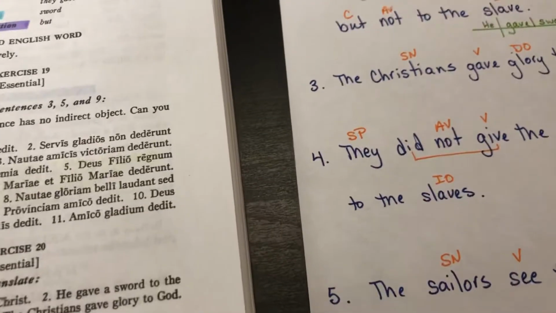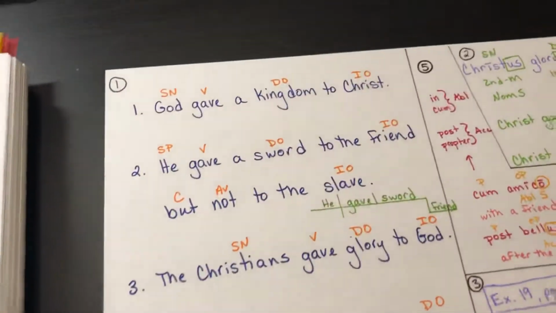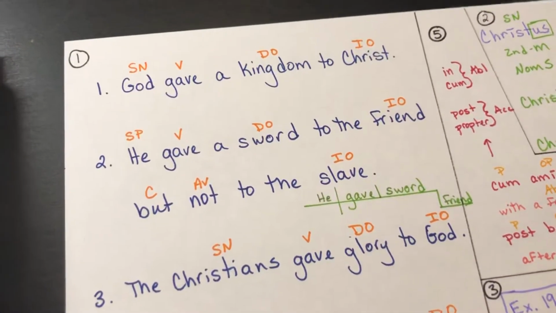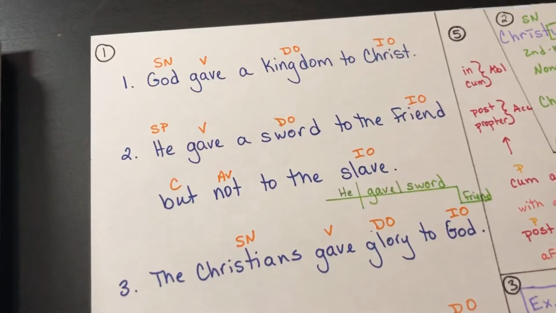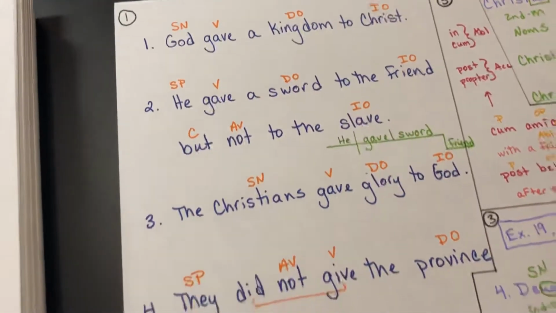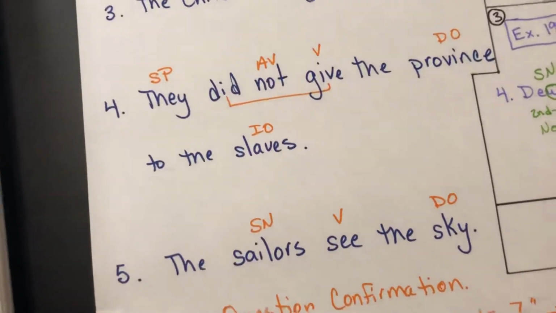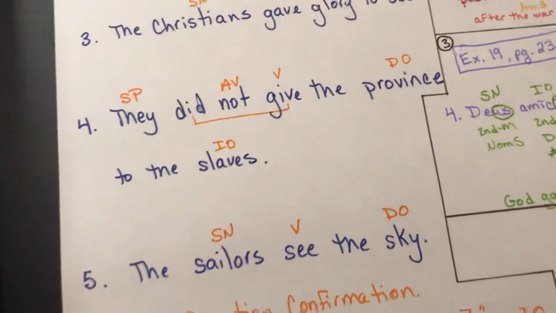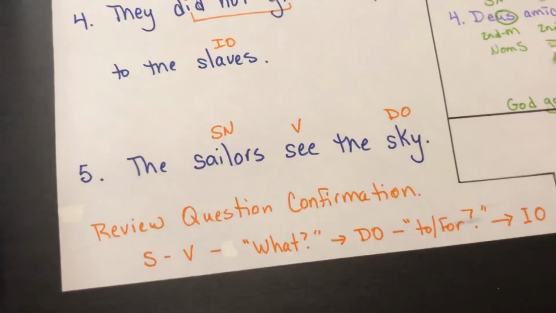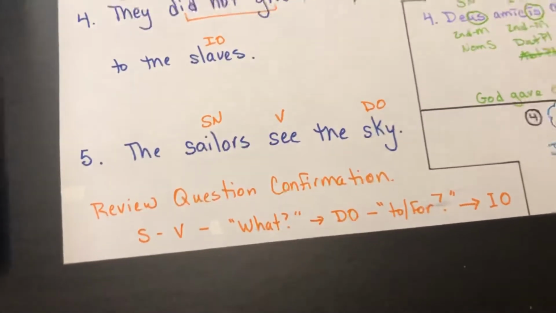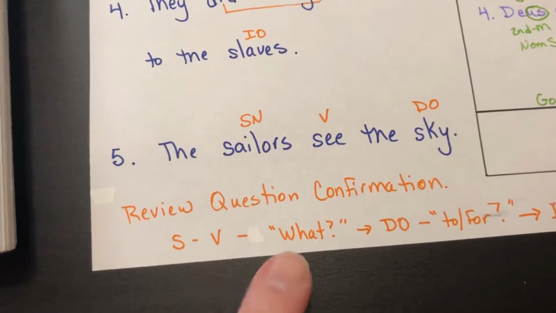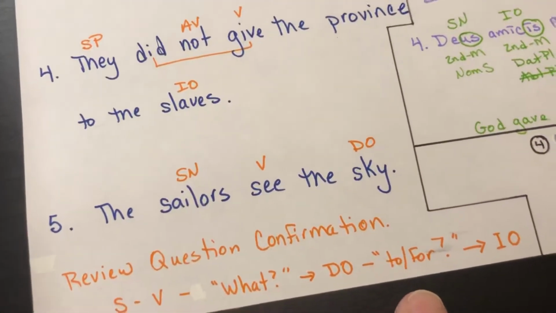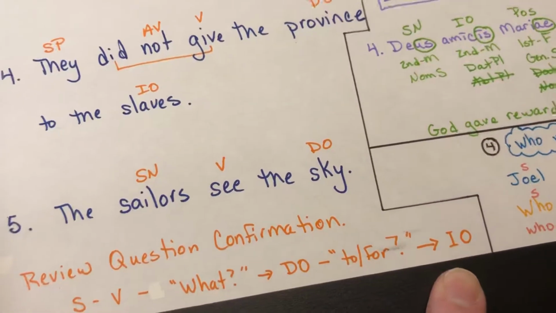So I just had them observe. And of course somebody figured out right away that they all had the same basic sentence pattern, almost all of them. We have a subject, a verb, a direct object, and an indirect object. Sentence 5 down here was different. I did that on purpose so they could see the difference when we do not have an indirect object. So we reviewed our question confirmation, asking the question, the subject and the verb did what? The answer to that is the direct object. Then we asked to whom or for whom, and the answer to that is the indirect object.